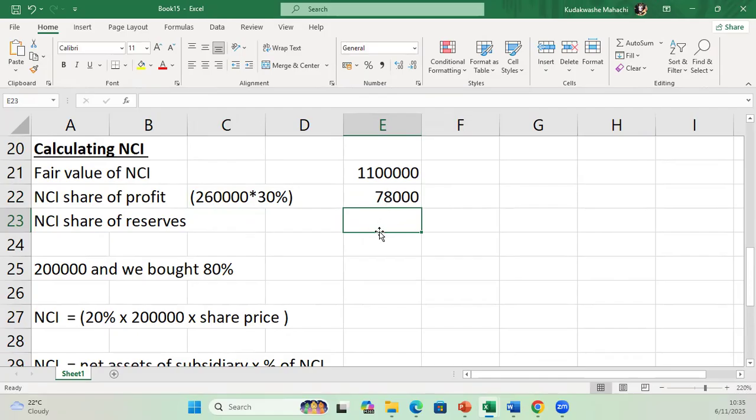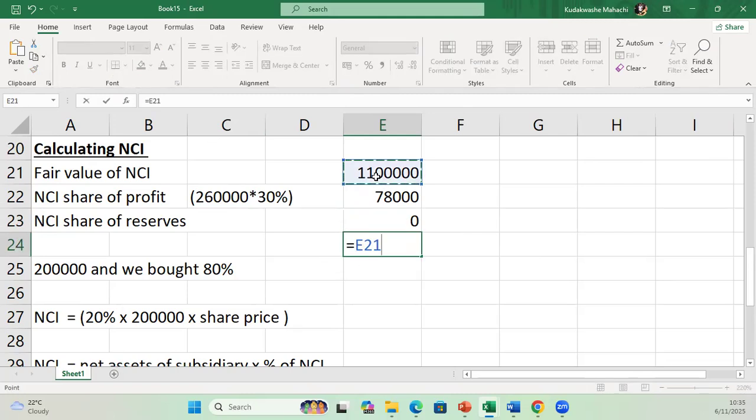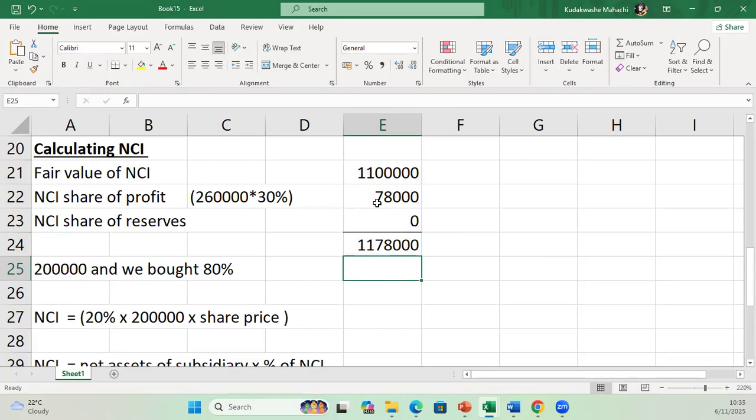Share of my reserves, notice not my reserves aga gain here. Kubva patakatenga subsidiary pane gain here yakatika kuma reserves. Kana pakatika gain, that gain ndio multiply ne percentage ya NCI. So compare my reserves at acquisition and at reporting date. Kana pakatika gain, take that gain, you multiply by 30%. But in this case, we're not told anything about reserves.